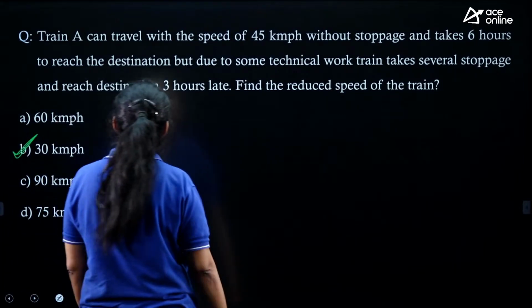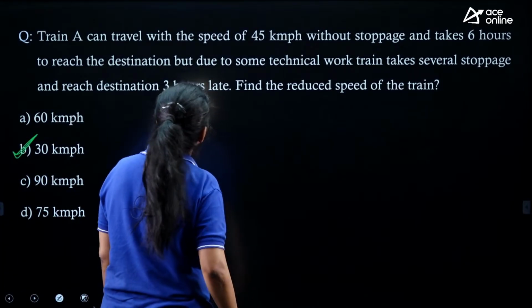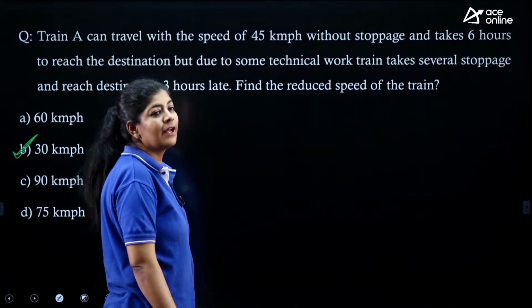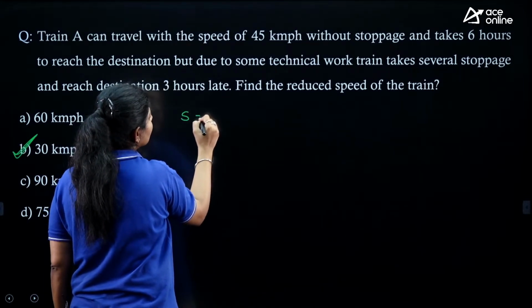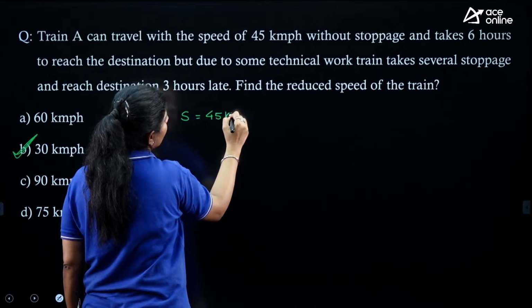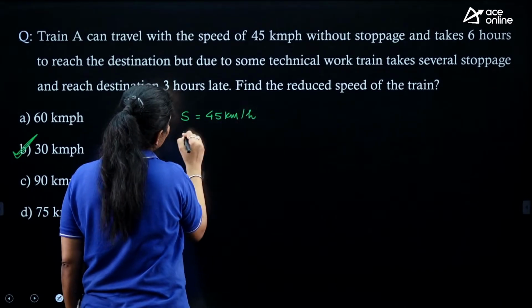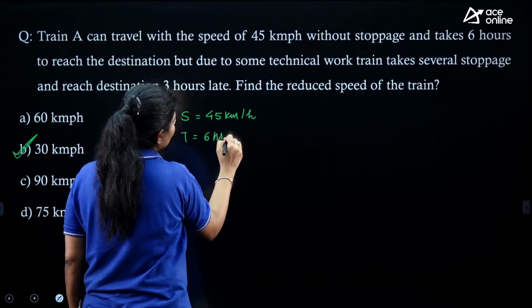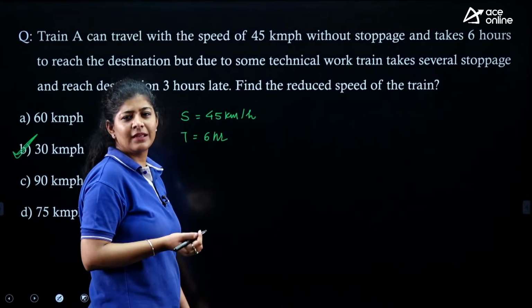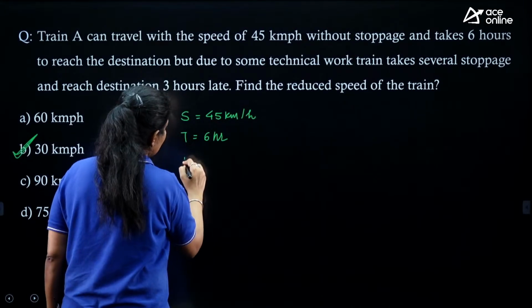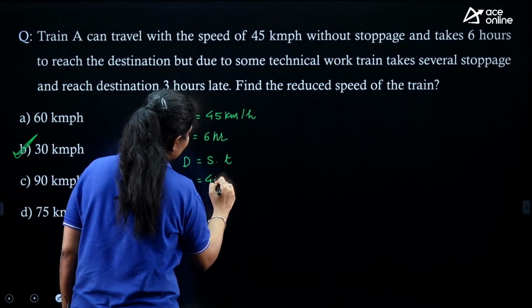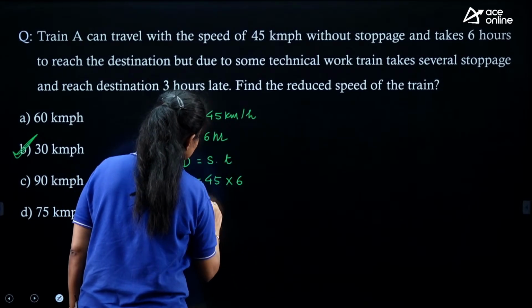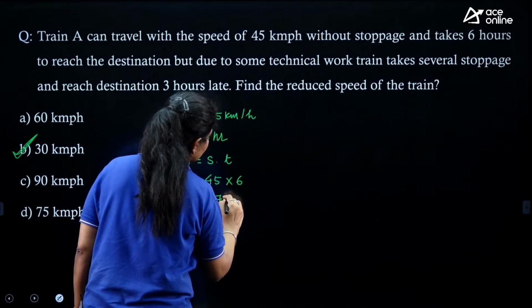The question is very simple. Train A can travel with the speed of 45 kilometers per hour without stoppage and takes 6 hours. So speed is given as 45 and the time is given as 6 hours. So from this, can we get the distance? Yes. Distance is nothing but speed into time. That means 45 into 6. This is nothing but 270 kilometers.